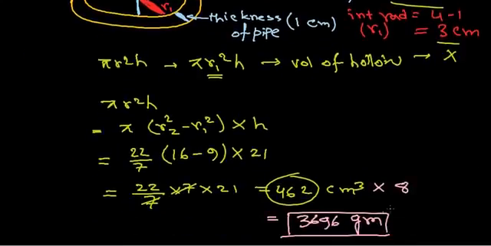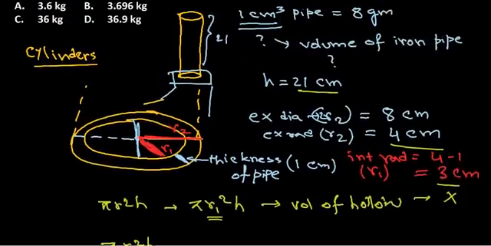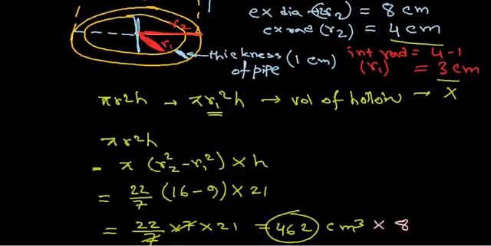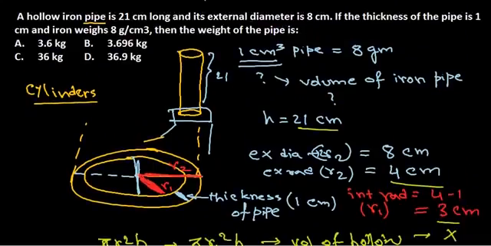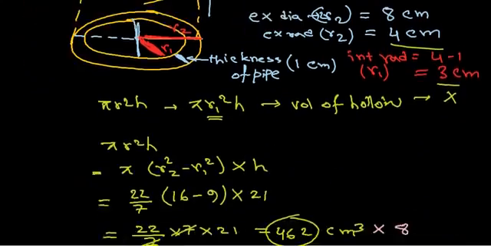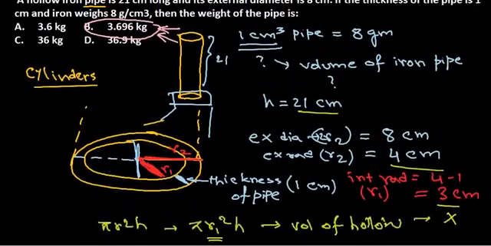So let us convert it into kg. So if it is 3696 gram, it should be 3.7 almost kg, or 3.696. Actually the actual answer is 3.696, or approximately 3.7 kg. Now let's find here, the answer is 3.696. So option B is the correct answer for this question, that particular pipe will weigh 3.696 kgs, right? So this is how we can get our answer for this question.